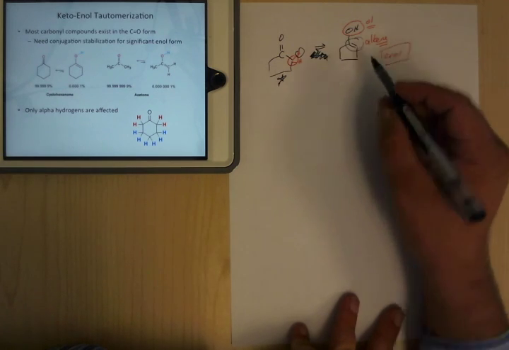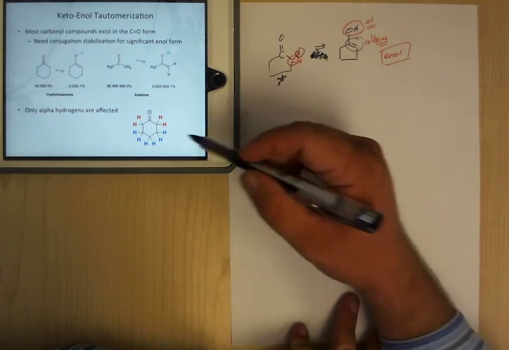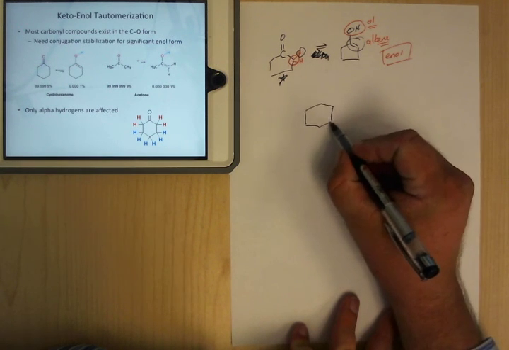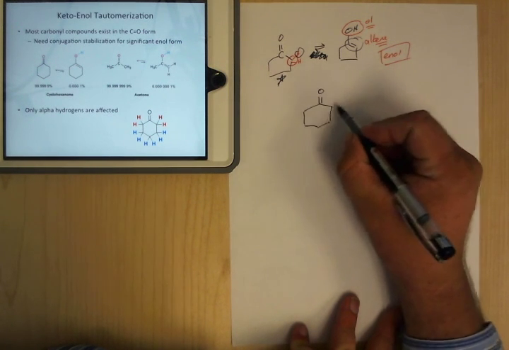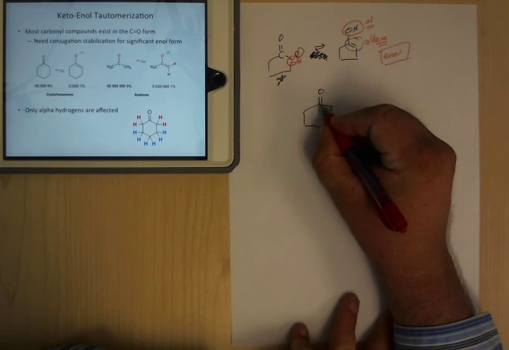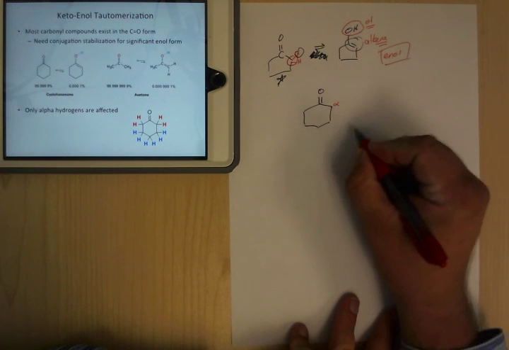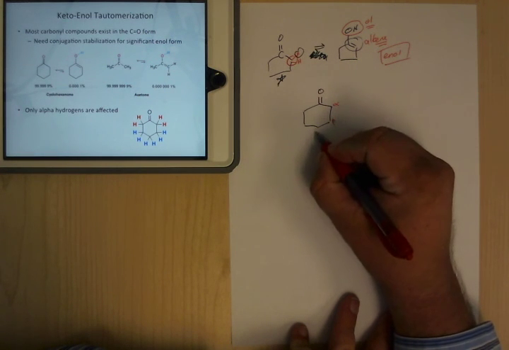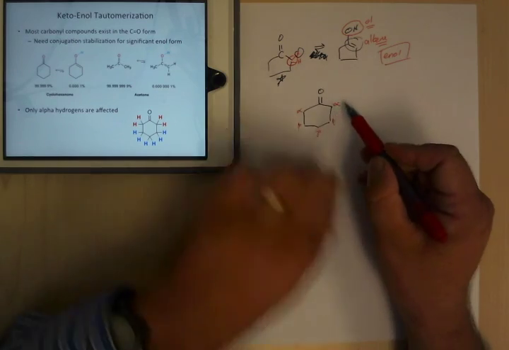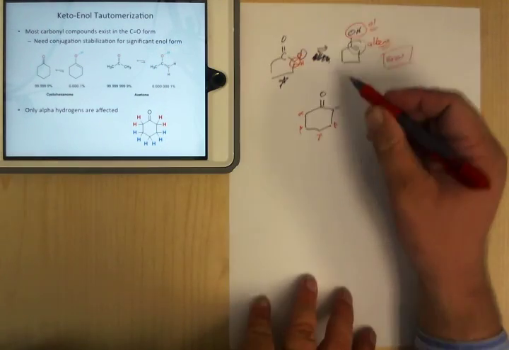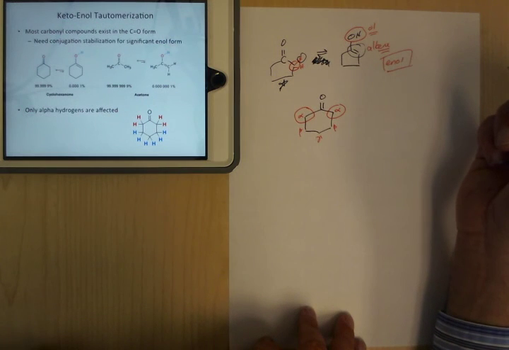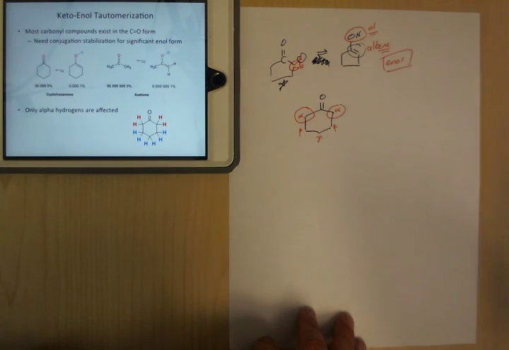It turns out all we're really interested in are the hydrogens on the alpha carbon. If you're going to do your Greek letters, from the C double bond O, this is alpha, that's beta, that's gamma: one away, two away, three away. So it's the hydrogens on those alpha carbons that we're going to be interested in in chapter 22.